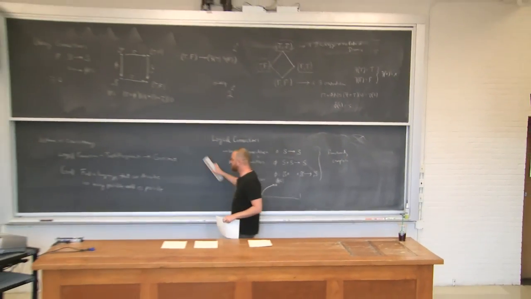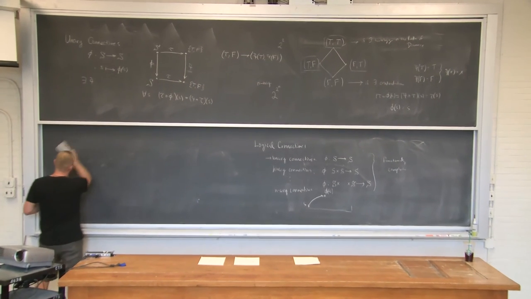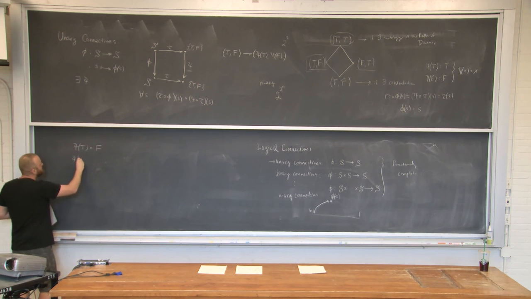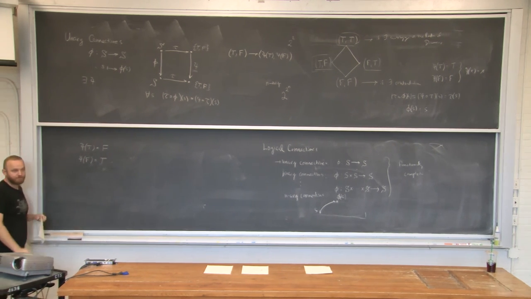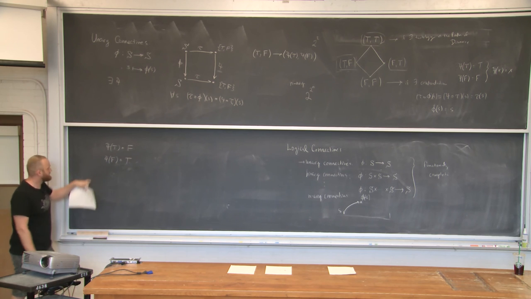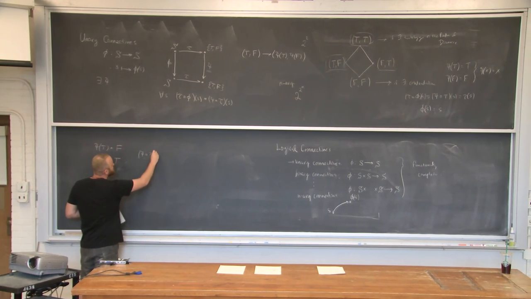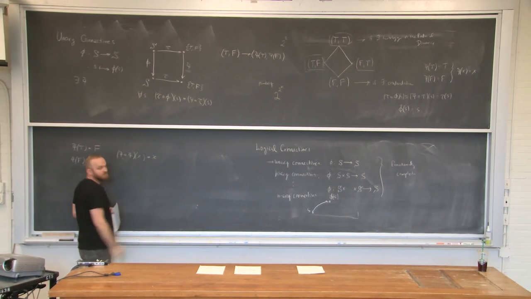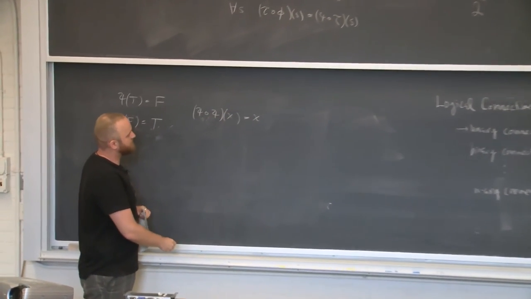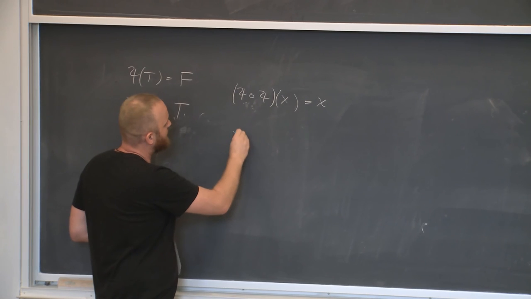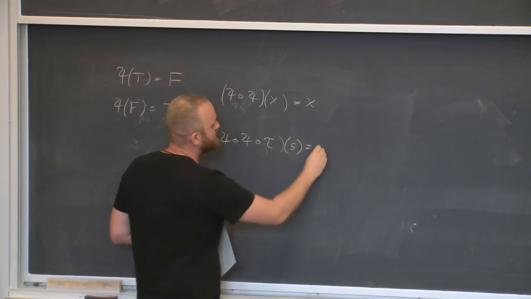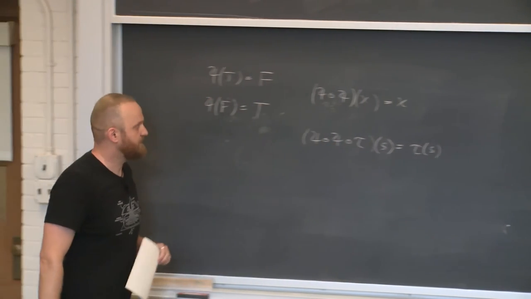The second logical connective is a little bit more interesting, because it says that true statements get mapped to false statements, and false statements get mapped to true statements. Well, if we apply psi twice to either of these, we'd get the exact same thing back. So in other words, psi composed with psi of x is equal to x. So for any statement, psi composed with psi composed with the truth value of that statement is equal to the truth value of that statement.